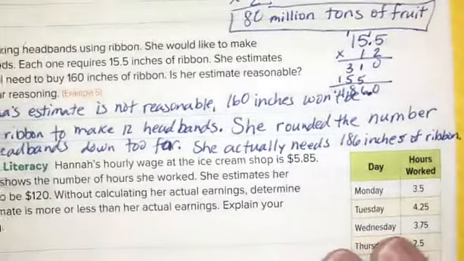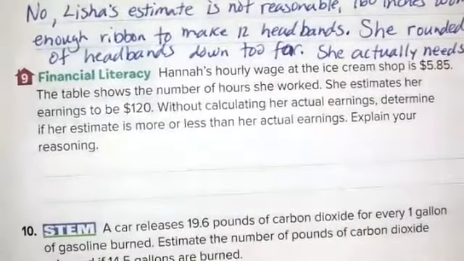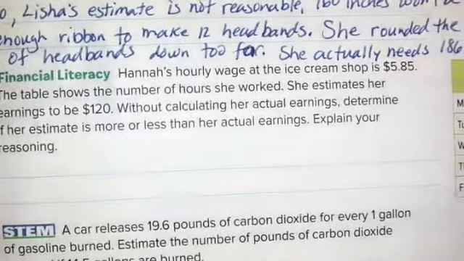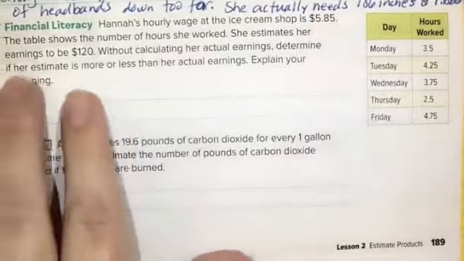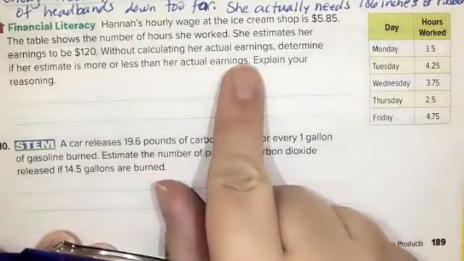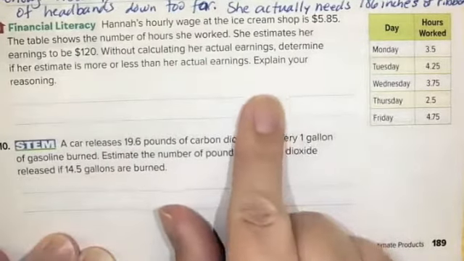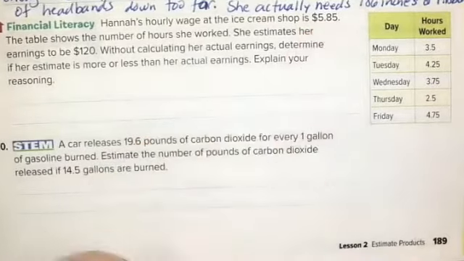Our next problem, we are looking at wages and financial literacy. Hannah's hourly wage at the ice cream shop is $5.85. The table shows the number of hours she worked. Let's zoom out to include that table. She estimates her earnings to be $120. Without calculating her actual earnings, determine if her estimate is more or less than her actual earnings, and then explain your reasoning. Okay, so $5.85 is how much she makes per hour.